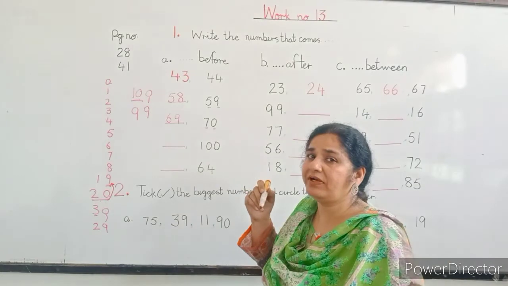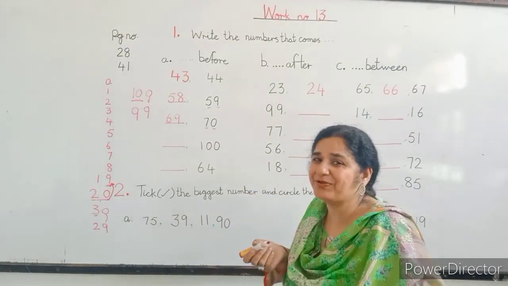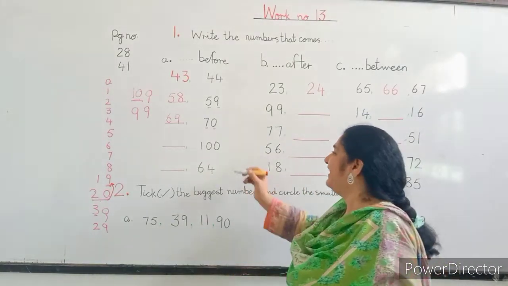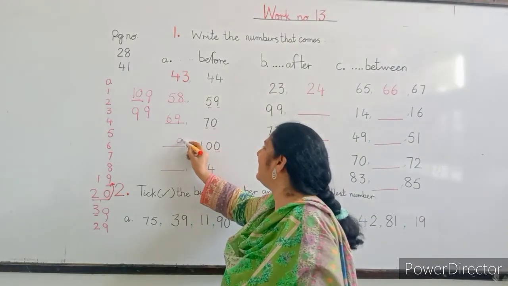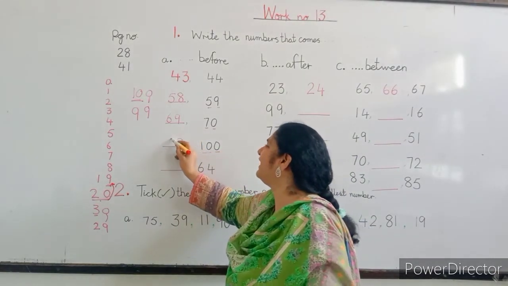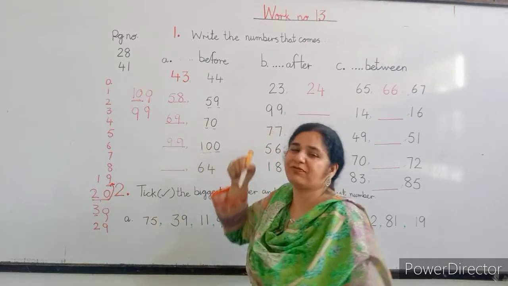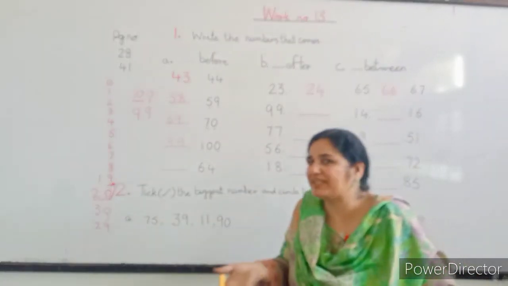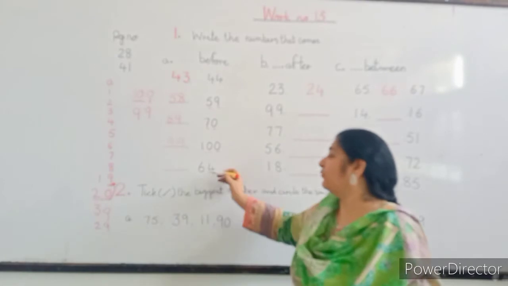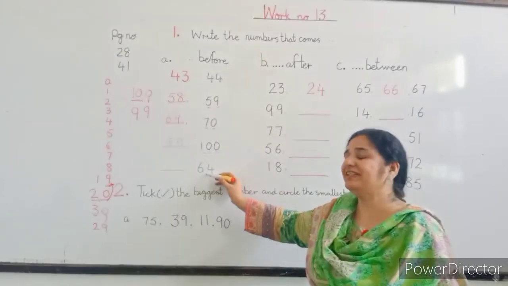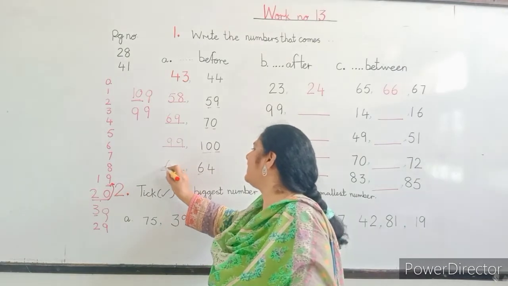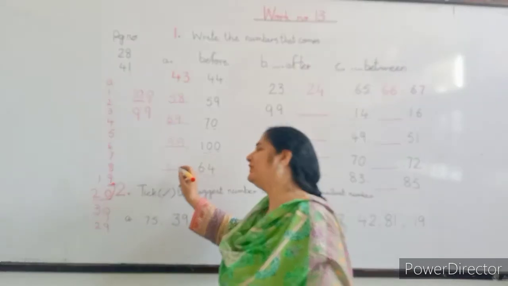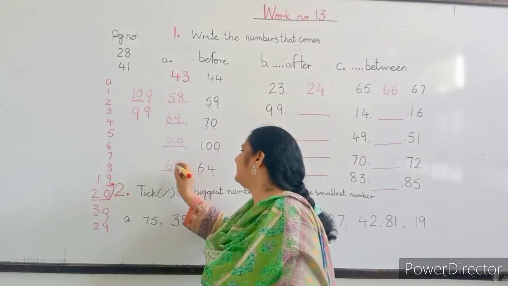What comes before 100? Yes, every child knows this is 99. And if we change the 0 into 9 and 10 into 9, what comes before 100? Simply you can say 99. What comes before 64? Yes, this 60 will remain the same and 4 will change into 3. Right?